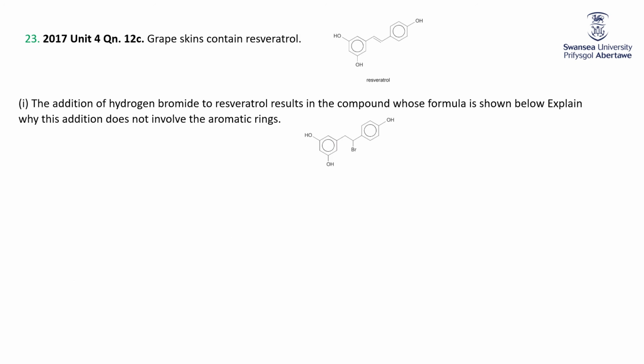Finally, again, a question that I could have put somewhere else, but I put it here. Grape skins contain resveratrol right there. Addition of hydrogen bromide, so that's why it's here, because this is an addition reaction, results in this compound whose formula is shown below. Why do we not add HBr to the aromatic rings?